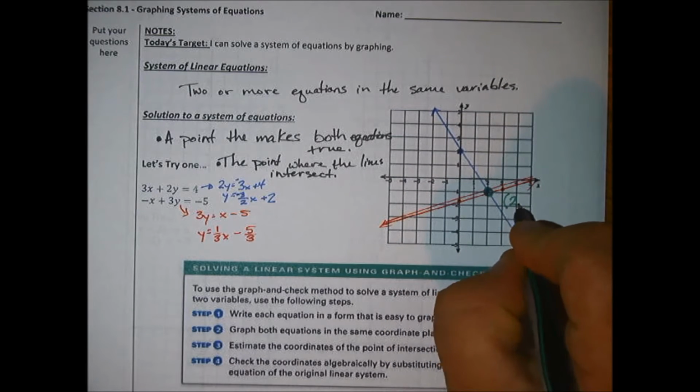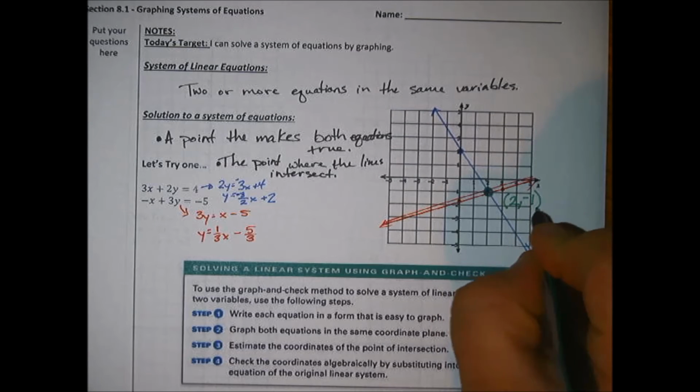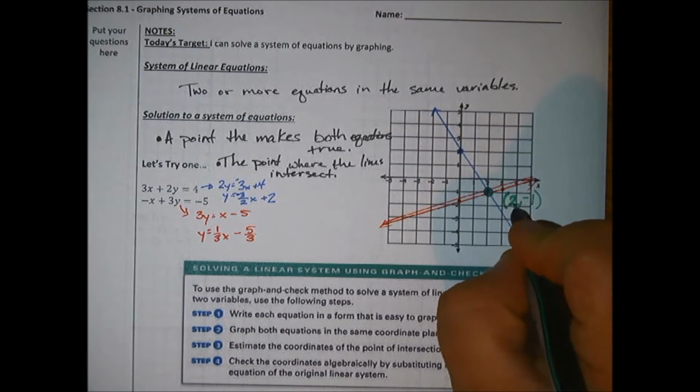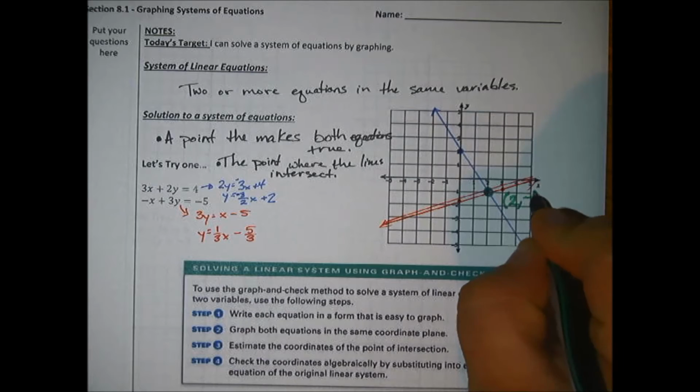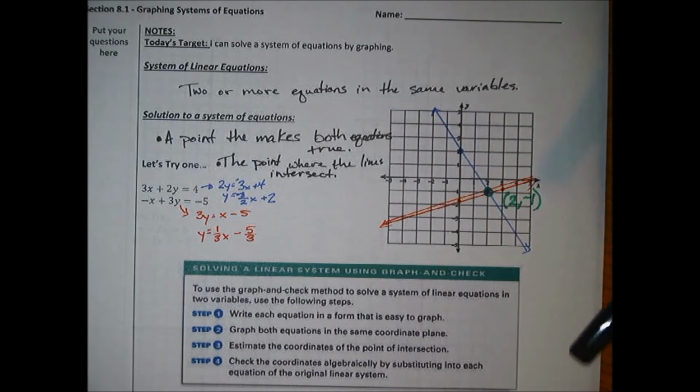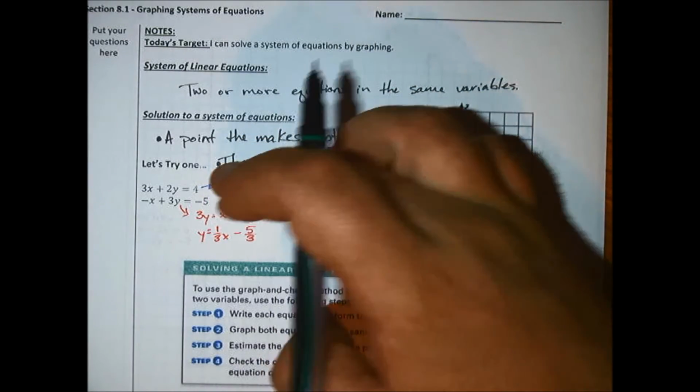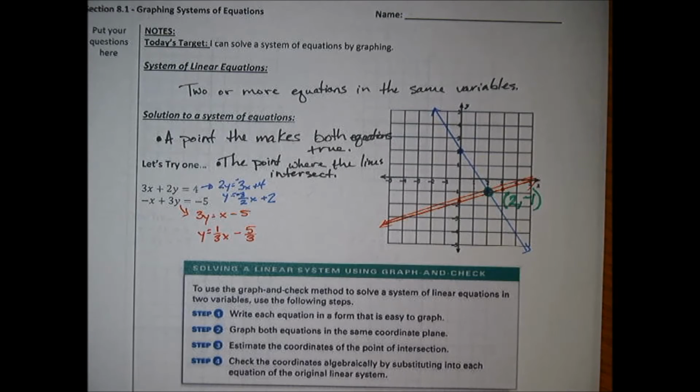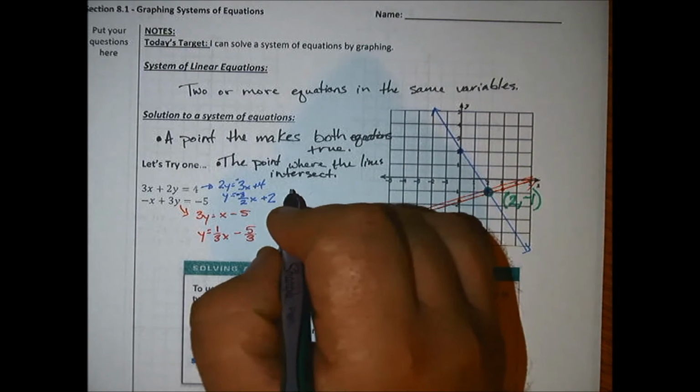So the answer here would be (2, -1). That would be your answer for where these two lines intersect, and that's the solution to the system of equations. I could plug in (2, -1) to both these equations and see that it works. Why don't we actually do that? Okay, I'm going to do it in green right here.